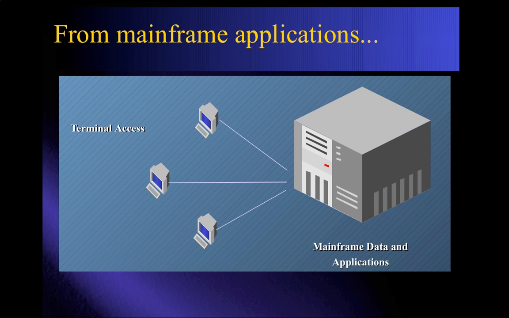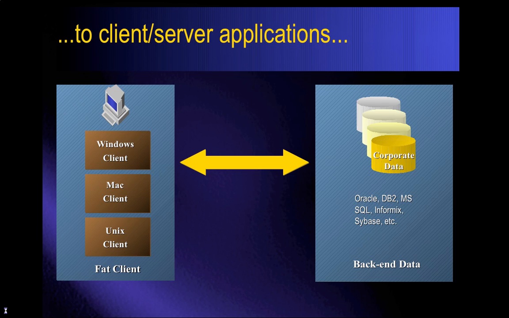So we have terminal access, we have mainframe data and applications that are running, and we have a client-server relationship between different types of clients, and these are fat clients over here. Mac is fat, Unix is fat, Windows is fat. Fat meaning that they're computers. In the old days, we actually required fat clients, believe it or not, to get some of the functionality done, because part of the application was loaded on the client end. And then we have the back-end data over here. We had Oracle, DB2, MySQL, Informix, Sybase. And we have applications that exist.